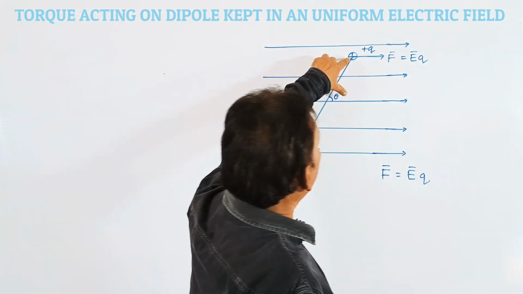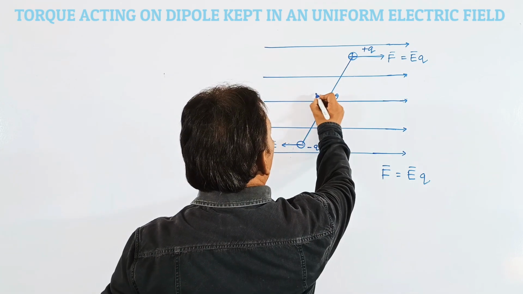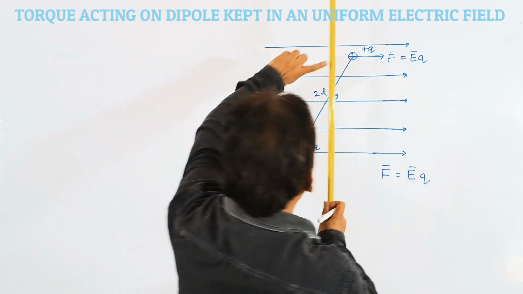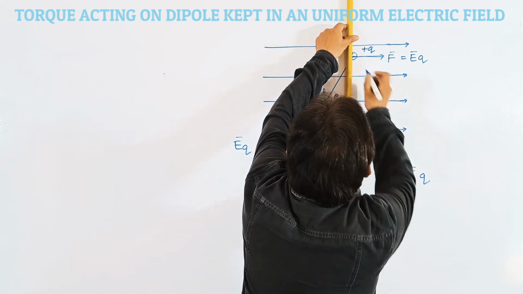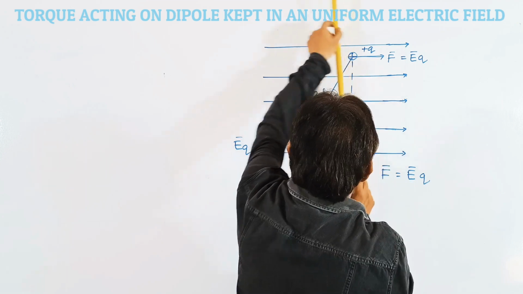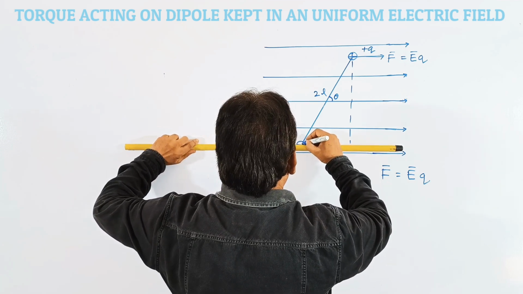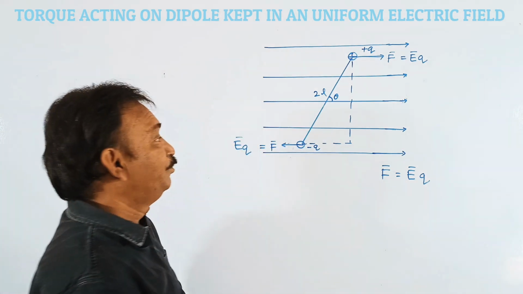Okay, let's say the length between the charges is equal to 2L. Okay, students, here I'm dropping a line from the positive charge to here, and a join. Then you will see a triangle here, students.